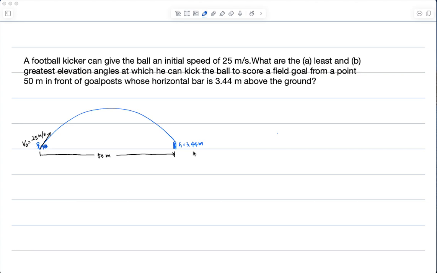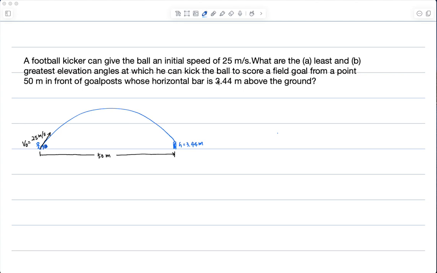Next question. A football kicker can give a ball an initial speed of 25 meters per second. What are the least and the greatest elevation angles at which he can kick the ball to score a field goal from a point 50 meters in front of the goal spot, whose horizontal bar is 3.44 meters above the ground?